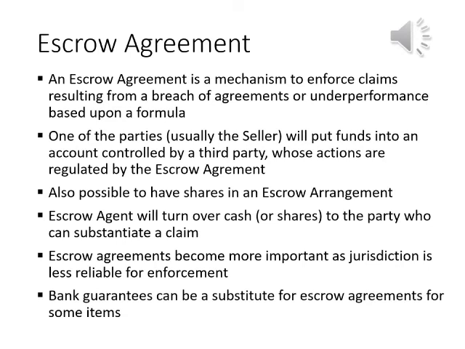Escrow agreement. An escrow agreement is a mechanism to enforce claims resulting from a breach of agreements or underperformance based upon a formula. One of the parties, usually the seller, will put funds into an account controlled by a third party whose actions are regulated by the escrow agreement. It is also possible to have shares in an escrow arrangement. The escrow agent will turn over the cash or the shares to the party who can substantiate a claim. Escrow agreements become more important as the jurisdiction is less reliable for enforcement. Bank guarantees can also be a substitute for escrow agreements for some items.